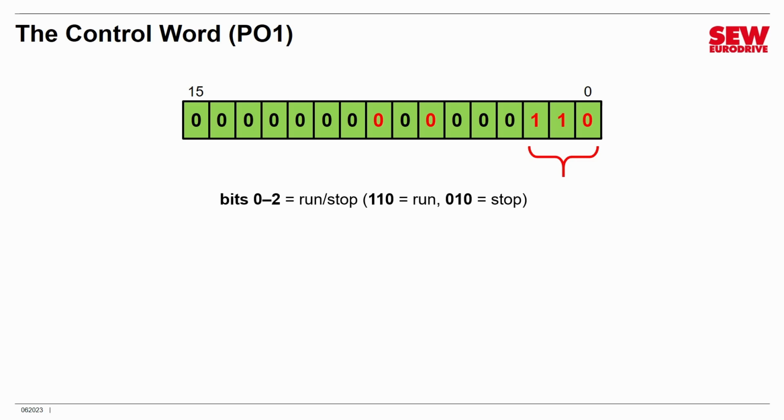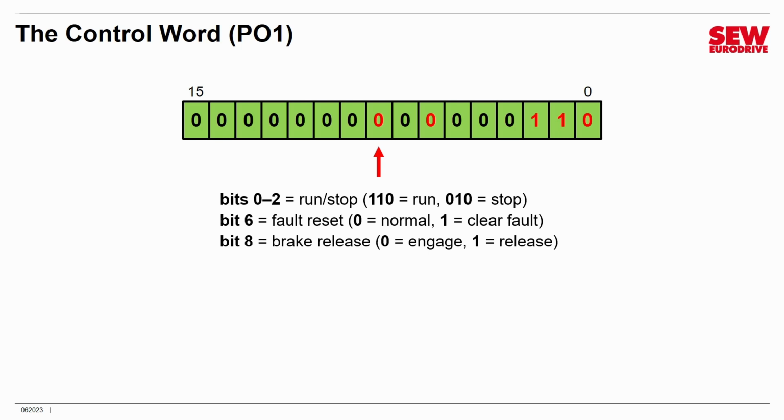So very simple there. Bit 6 is for resetting faults. If your MOVIMOT has faulted, you can reset it by switching this bit to 1 and then changing it back to 0, and that will clear the fault. And bit 8 allows you to manually release the brake if you have enabled that function either through the dip switch or an appropriate parameter. This allows you to release the brake without enabling the drive. We talked about this in an earlier session. You can do it over the field bus through bit 8.